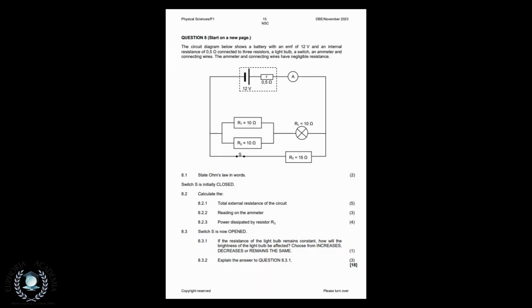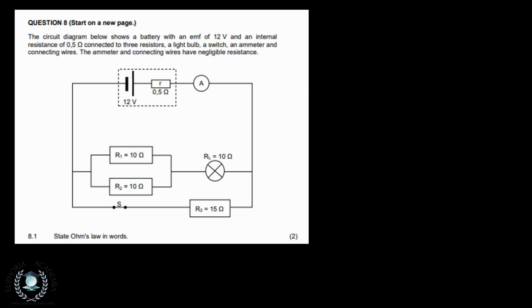The main question that we want to get through, that is electric circuits, is question 8. It starts from 8.1 and ends at 8.3.2, and it has a total of 18 marks. Let us go through the information. Question 8 states that the circuit diagram below shows a battery with an EMF of 12 volts and an internal resistance of 0.5 ohms, connected to 3 resistors, a light bulb, a switch, an ammeter, and connecting wires. The ammeter and connecting wires have no resistance.